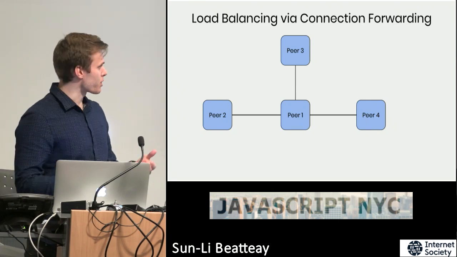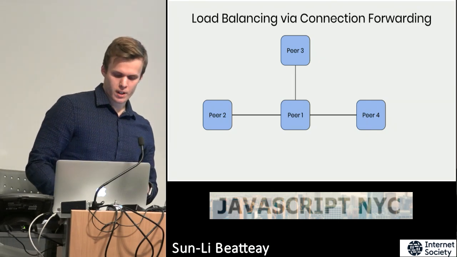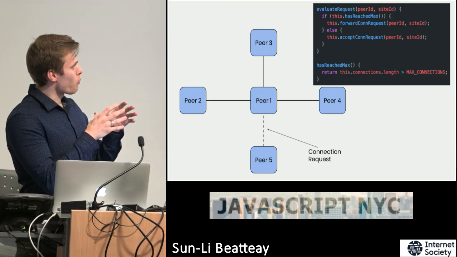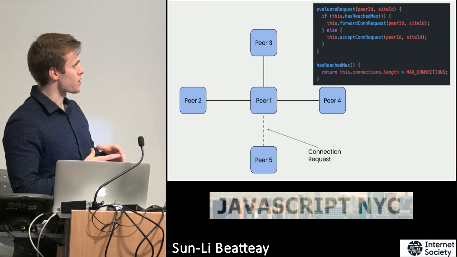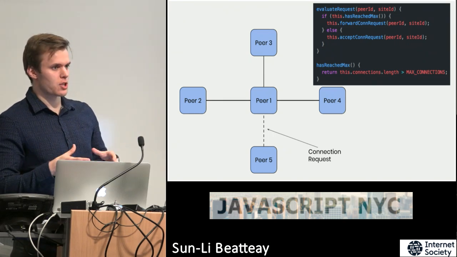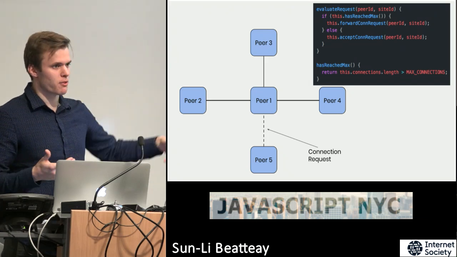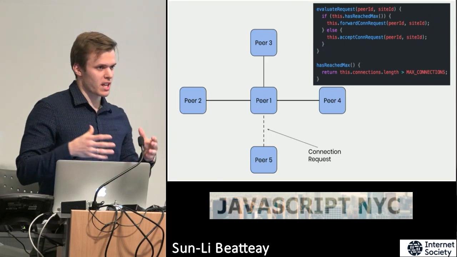So say that we have 4 users, all of them connected to peer 1. If another user wants to join, they're going to send a connection request to peer 1. What we did was create a max number of connections that a user can have in this network. In this example, say the max connections is 3. Once peer 1 receives that connection request from peer 5, they can check the amount of connections. They have 3 already, so they've reached their max.